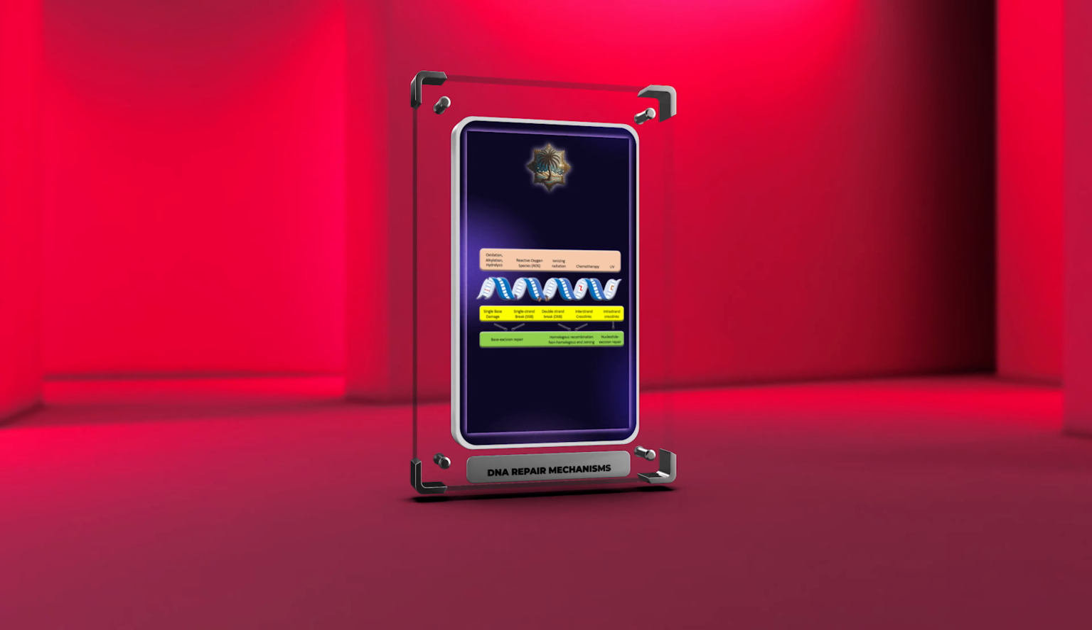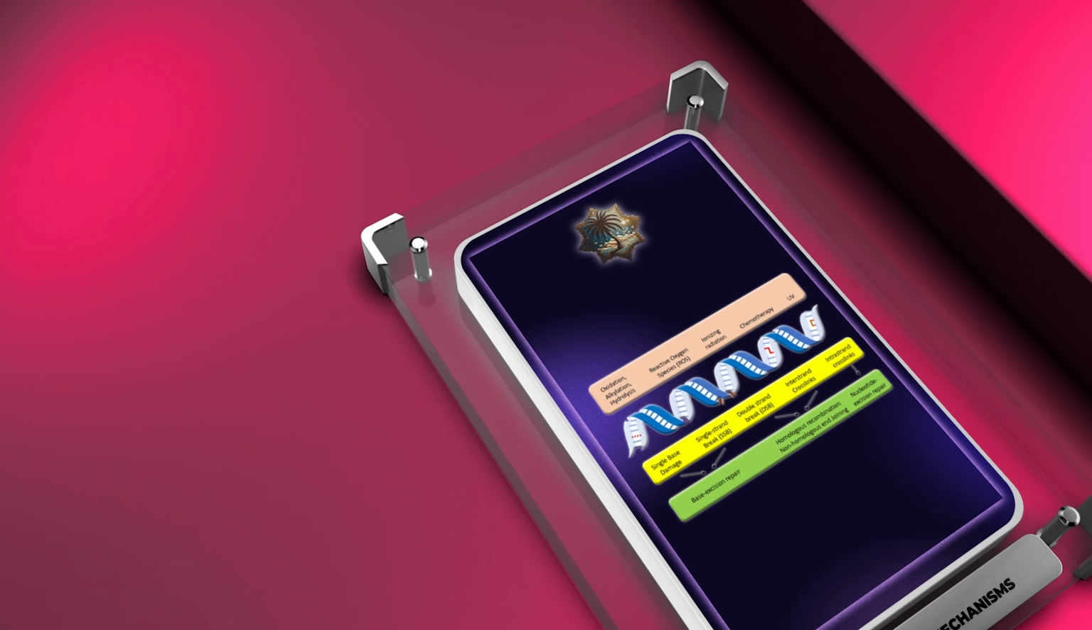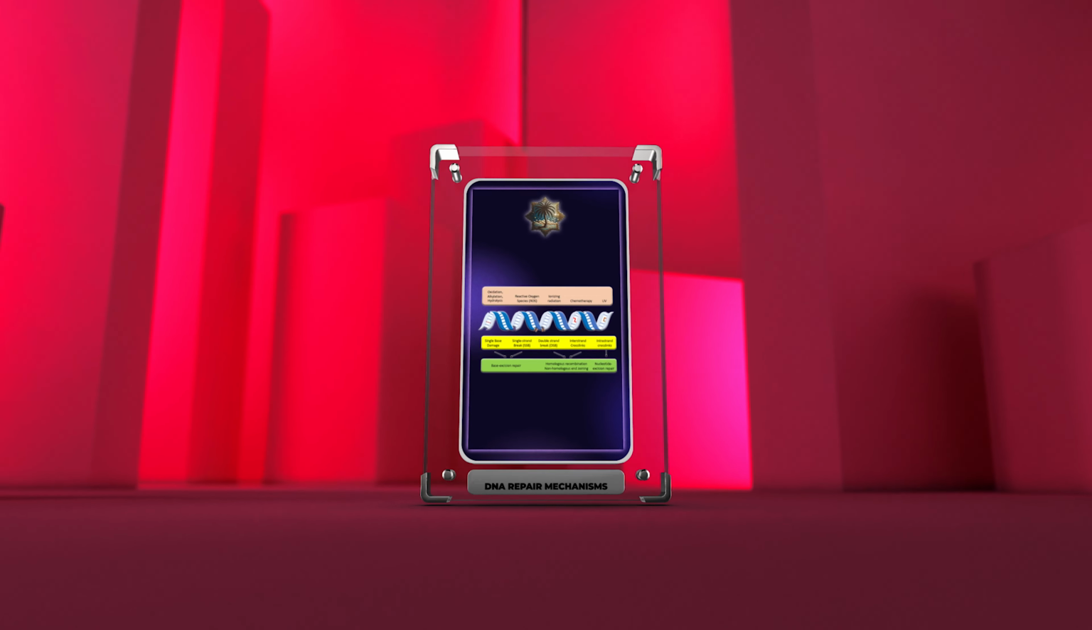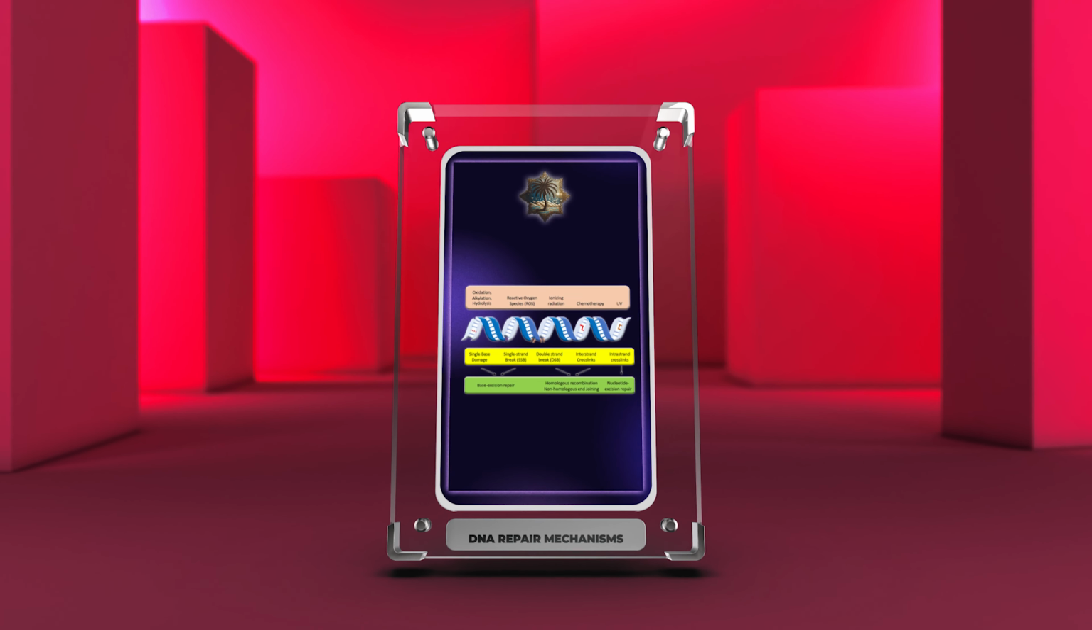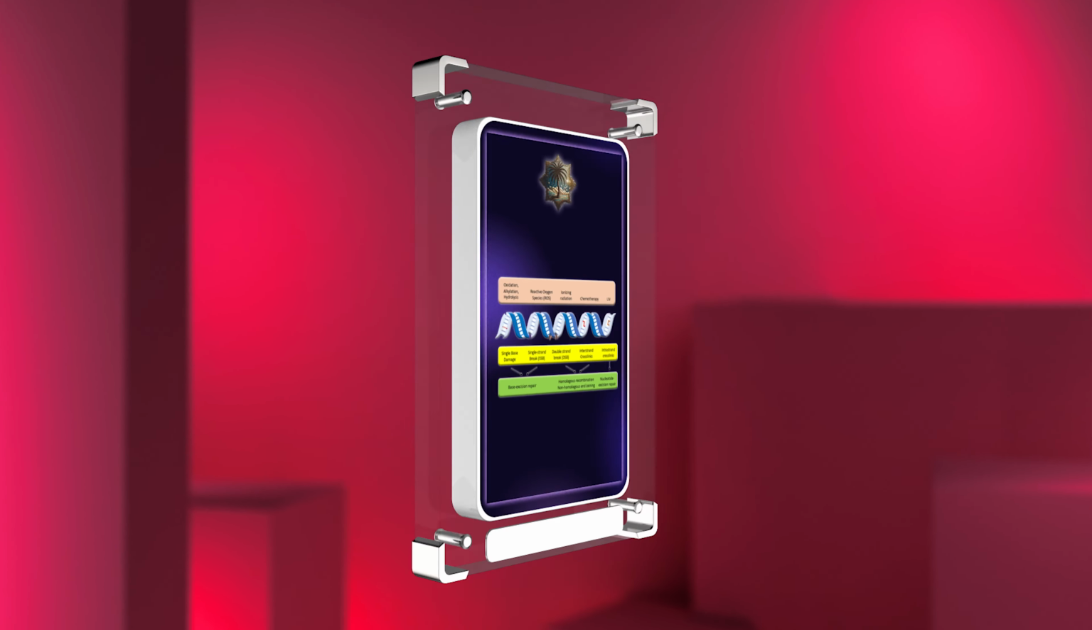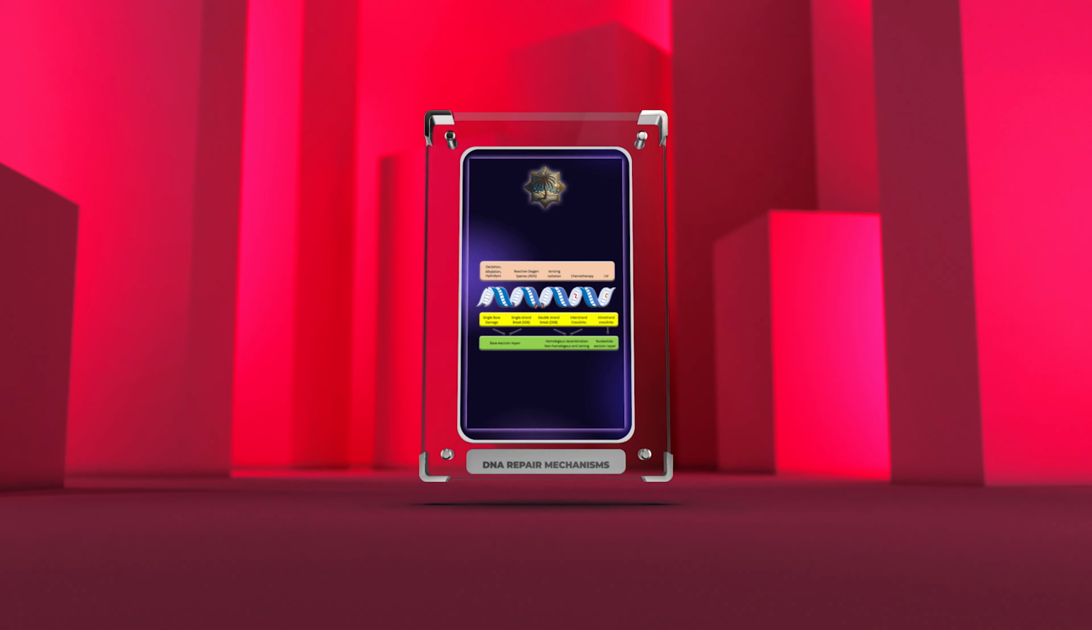In this lecture, we will explore DNA repair, an essential process for maintaining genome integrity. We will cover various types of DNA damage, repair pathways, their roles in cancer prevention and aging, and emerging research topics in this field. Let's begin exploring the fascinating world of DNA repair.